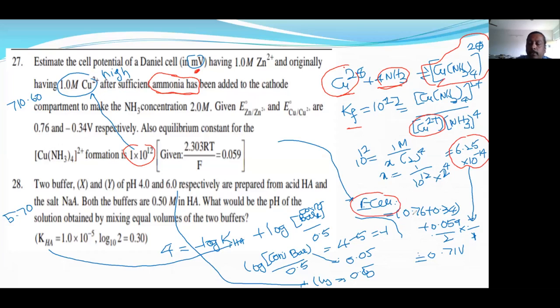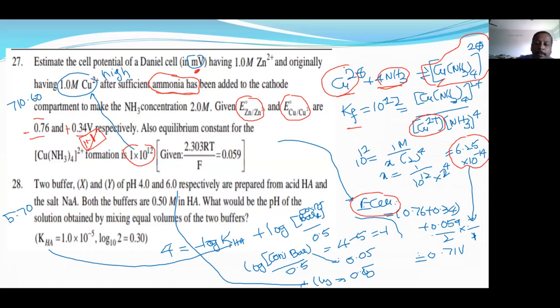E cell is equal to cathode minus anode. See here, the zinc electrode potential is an oxidation potential. Oxidation potentials are given here. Actually, its reduction potential will be minus 0.76. So this will be the anode, this will be the cathode. So cathode minus anode, you will get E naught cell as 1.1. Some years back, I got it as 1.1.